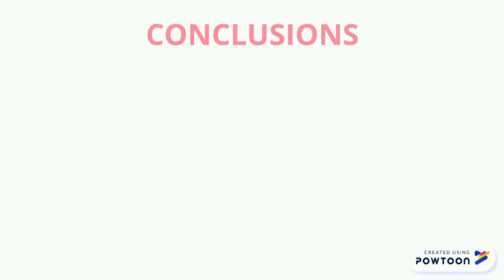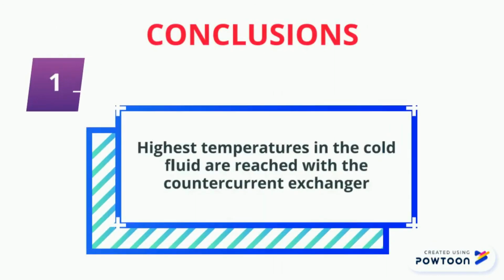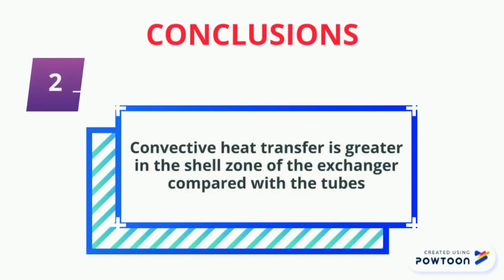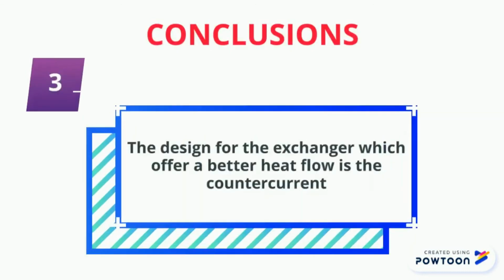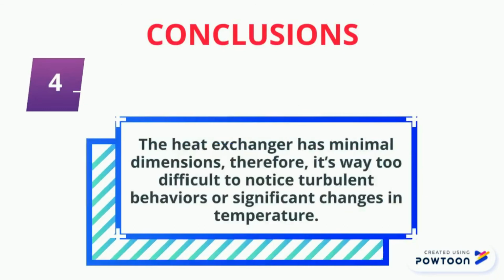Finally, our conclusions are that the highest temperatures in the cold fluid are reached with the countercurrent exchanger. Convective heat transfer is greater in the shell zone of the exchanger compared with the tubes. The design for the exchanger which offers a better heat flow is the countercurrent. The heat exchanger has minimal dimensions. Therefore, it's way too difficult to notice turbulent behaviors or significant changes in temperature.